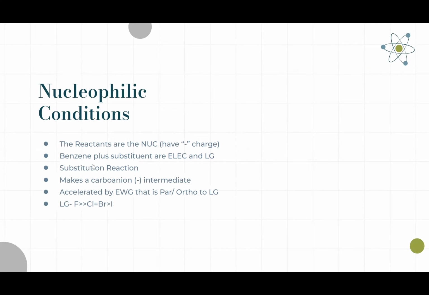And this is going to be a substitution reaction. So basically SN2, but it's not going to be SN2 conditions. It's going to be a new type of condition, right? And remember how in electrophilic aromatic substitution, it makes a carbocation? In this case, it's a carbanion intermediate, right? And this is going to be accelerated by electron withdrawing groups that are para or ortho to the leaving group.